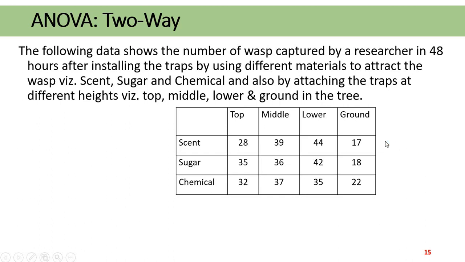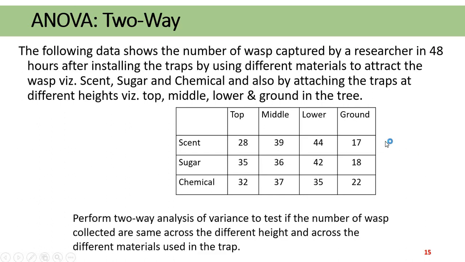So accordingly we have a table like this. Now here we want to perform the analysis of variance in order to find out whether there is a significant difference in the number of wasps caught when traps are put at different levels, that is top, middle, lower and ground, or whether there is a significant difference in the number of wasps caught on average when different materials are used, like sand, sugar or chemical, irrespective of the level at which they are placed. So this has given rise to two null hypotheses which we will be testing. To explain it clearly, I take the help of an animation.